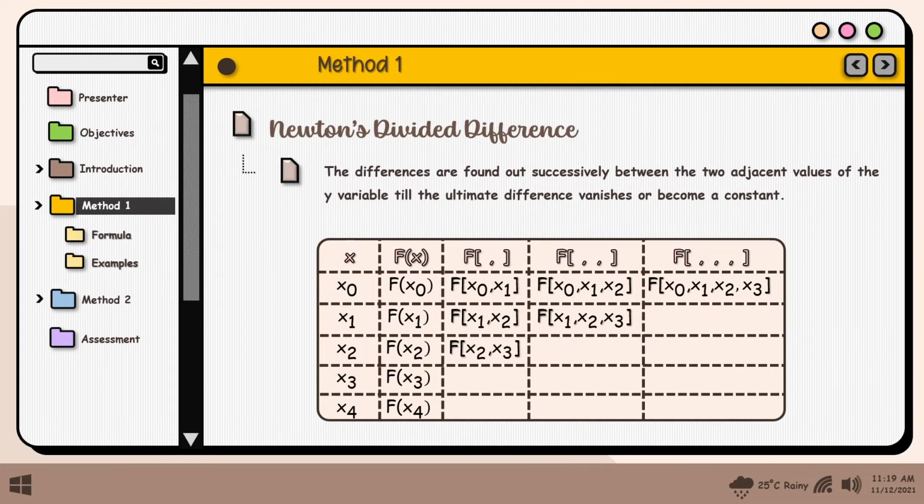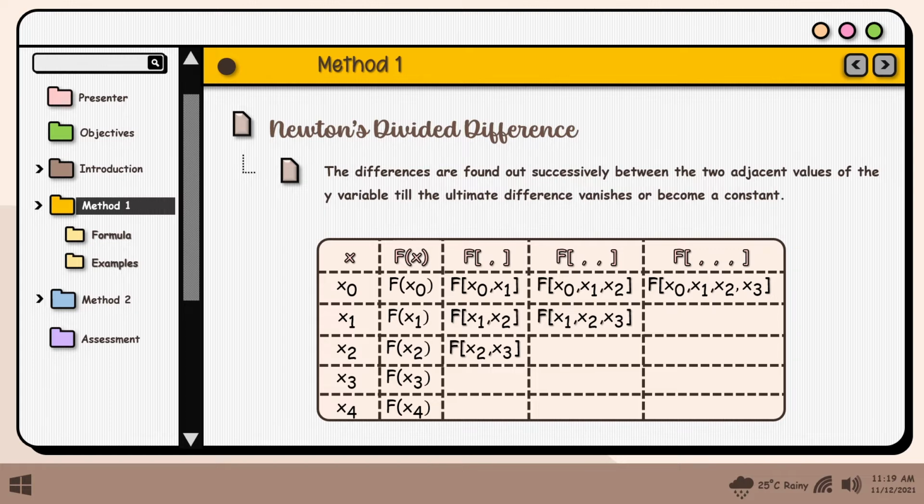First, we have Newton's divided difference. The differences are found out successively between the 2 adjacent values of the y variable till the ultimate difference vanishes or become a constant. We can visualize the interpolation table with the table as shown. We have the first 2 columns where our given x and y values go. The next column is the first order of interpolation, next is the second order, and the third order.